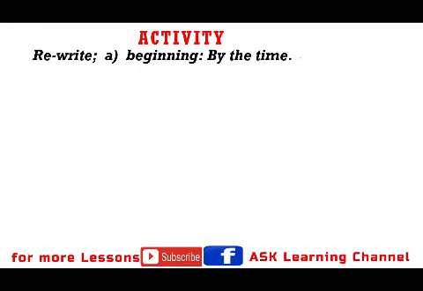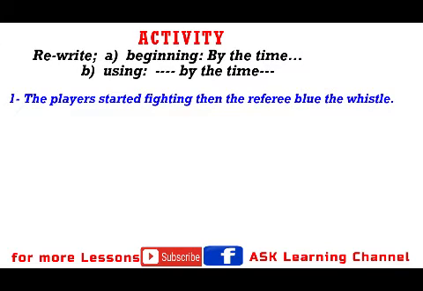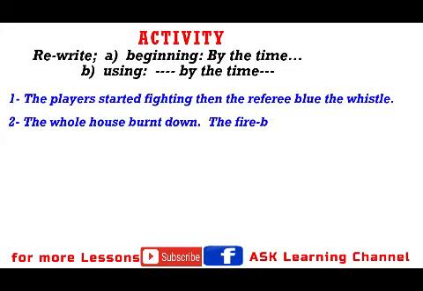Let's have a simple activity after that short lesson. Write A, beginning with by the time. B, using by the time in the middle. 1. The players started fighting, then the referee blew the whistle. 2. The whole house burnt down. The fire brigade arrived later.